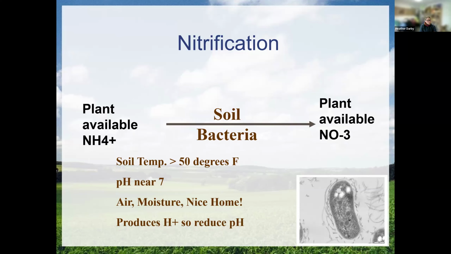They have requirements, and we talked about most of those already, but one requirement in particular is that they like a pH that's near neutral. I talked about this last week when we talked about pH for a long period of time, that we want the pH on the slightly acidic to more neutral end. That's important to the plant's nutrient availability, but also to microbes.